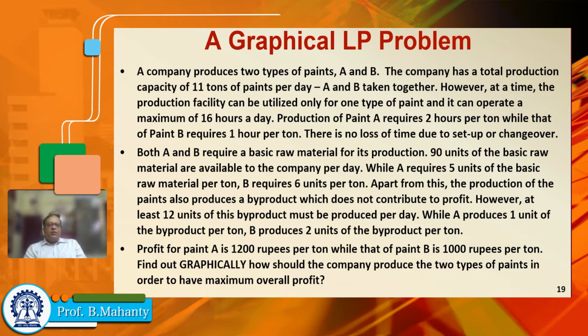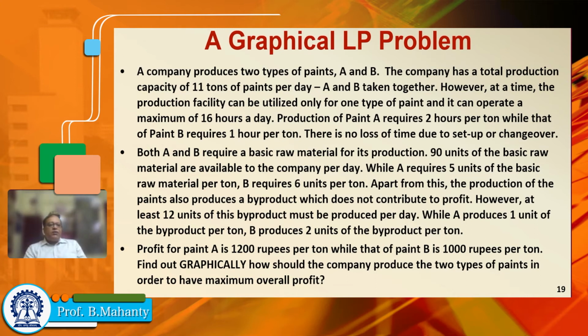So in this problem, there are certain constraints. A company produces two types of paints, A and B. The company has a total production capacity of 11 tons of paints per day, A and B taken together. So if A is x1, B is x2. What does it mean? That x1 plus x2 should be less than or equal to 11. That is one constraint. Straight away we can see.